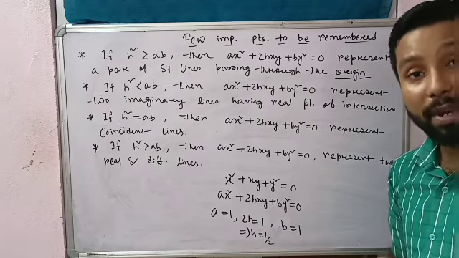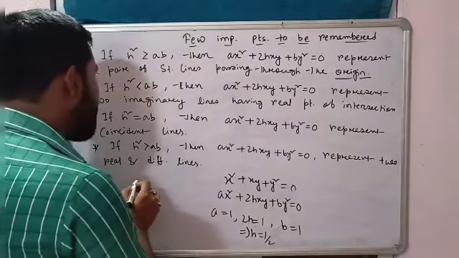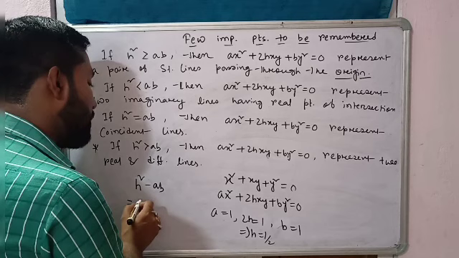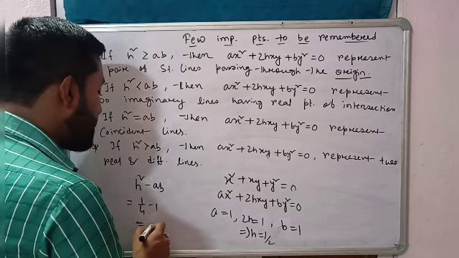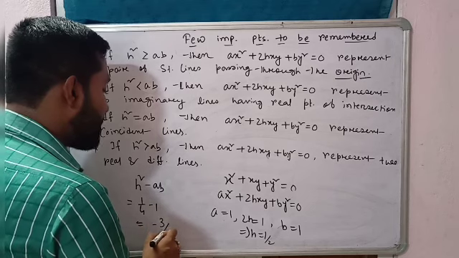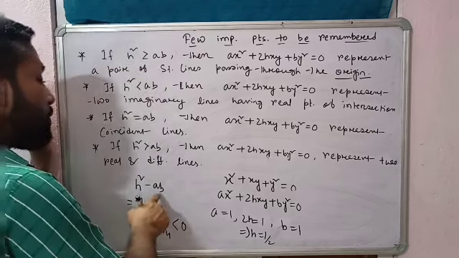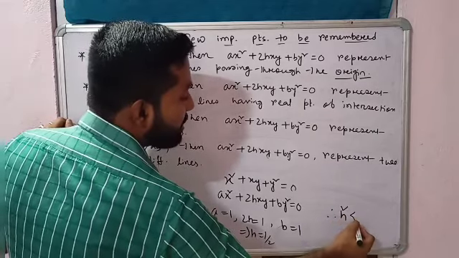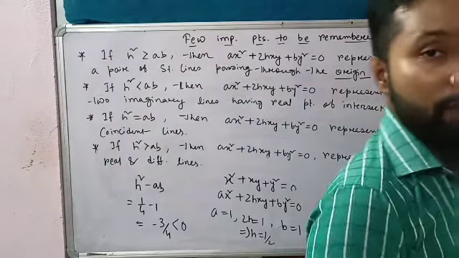So we know the value of a, b and h. Like this you have to compare first of all. This is the first step. Now find out the value of h square minus ab. So h square minus ab is equal to 1 by 4 minus 1, which is equal to minus 3 by 4. This is always less than 0. So since h square minus ab is less than 0, therefore h square is always less than ab.